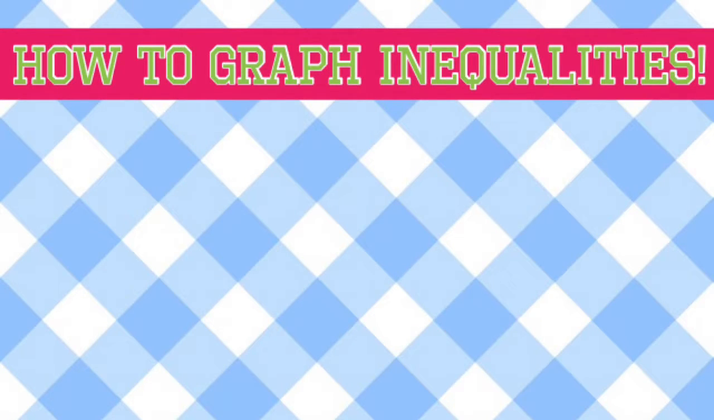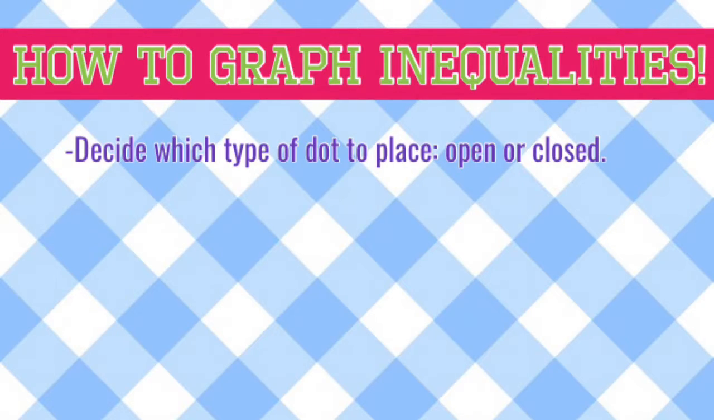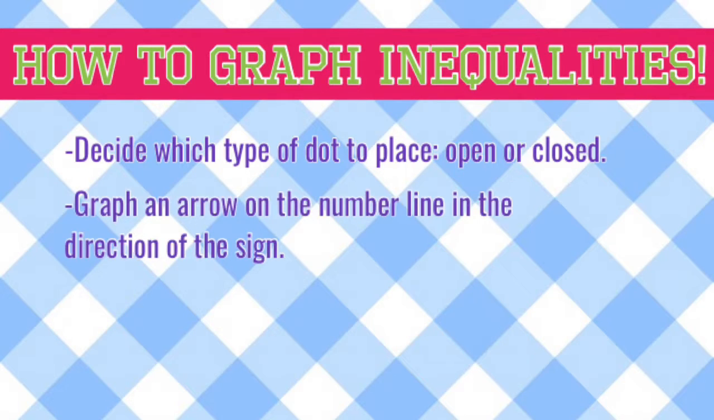Let's also learn how to graph these inequalities on a number line. First, you need to decide which type of dot you should place, a closed dot if it includes the number, and an open one if it doesn't. Next, an arrow must be graphed to show the direction of possible solutions to the inequality.